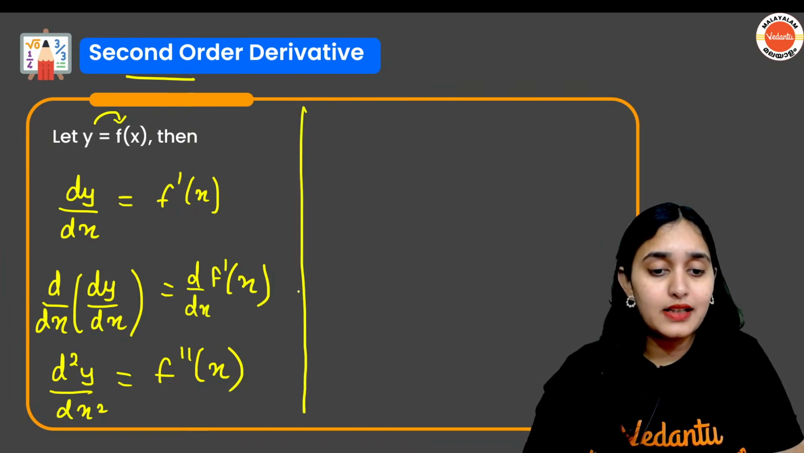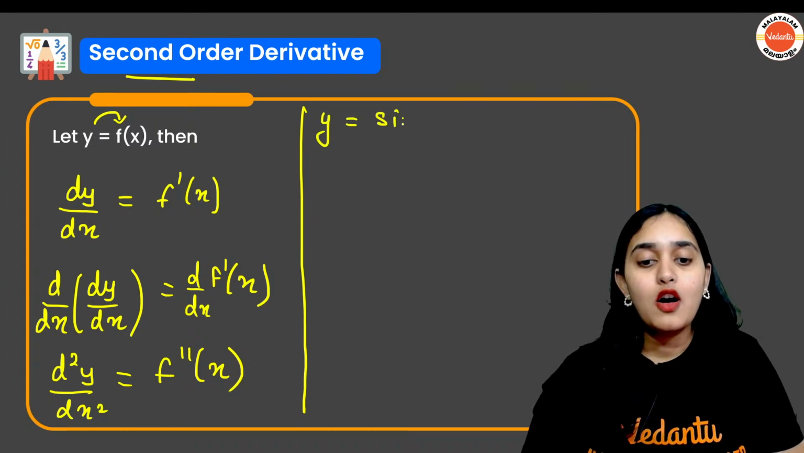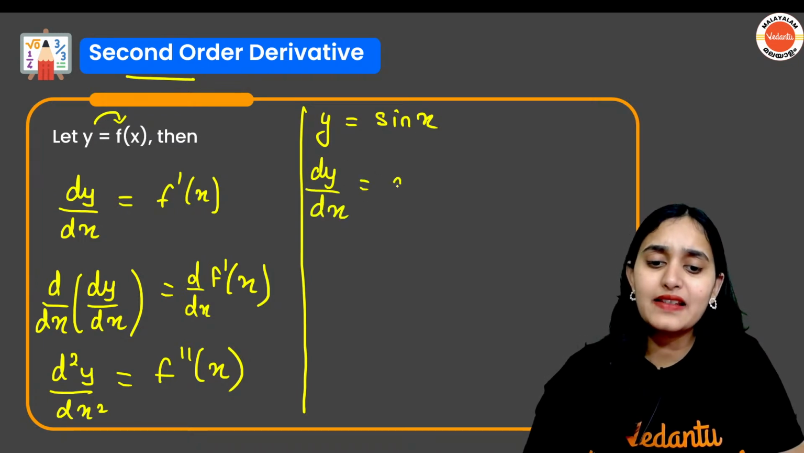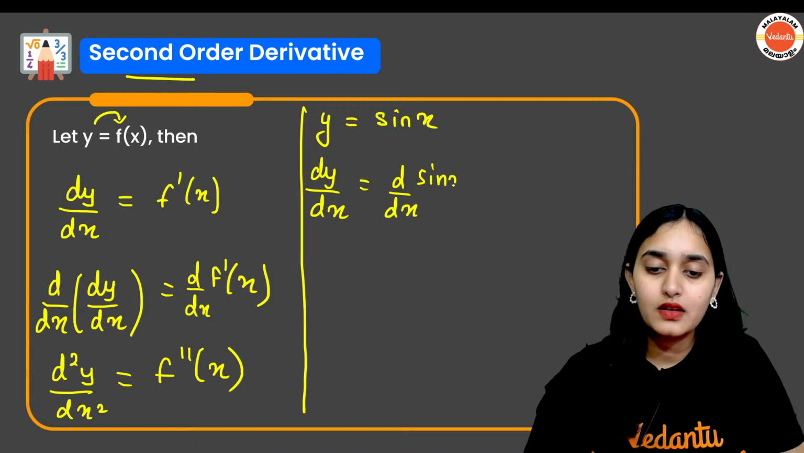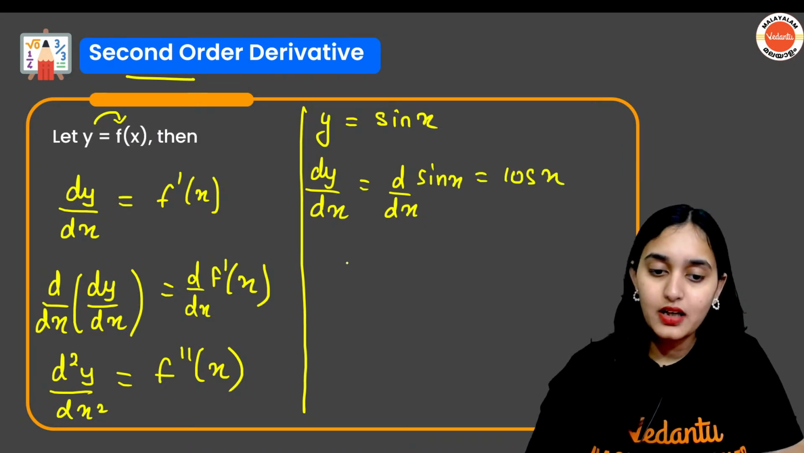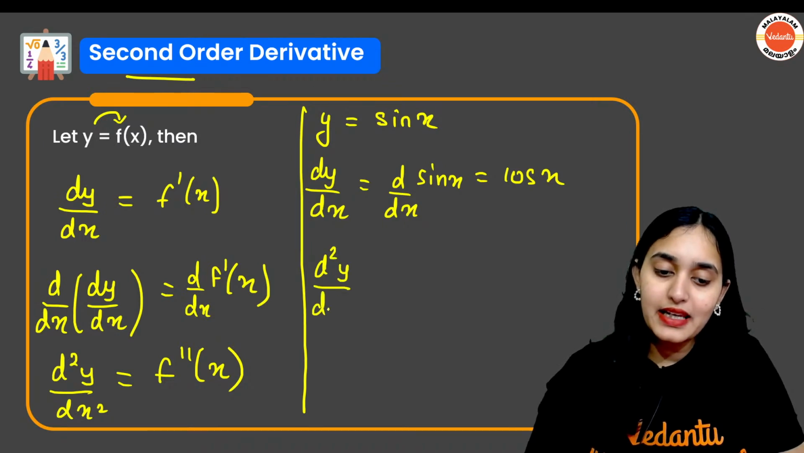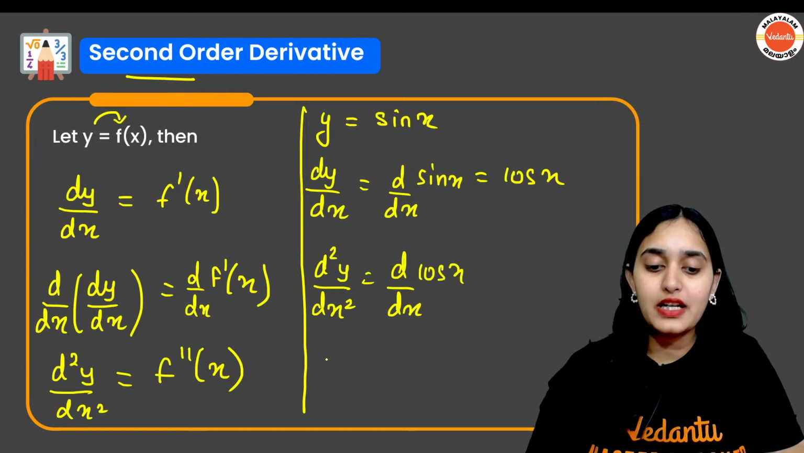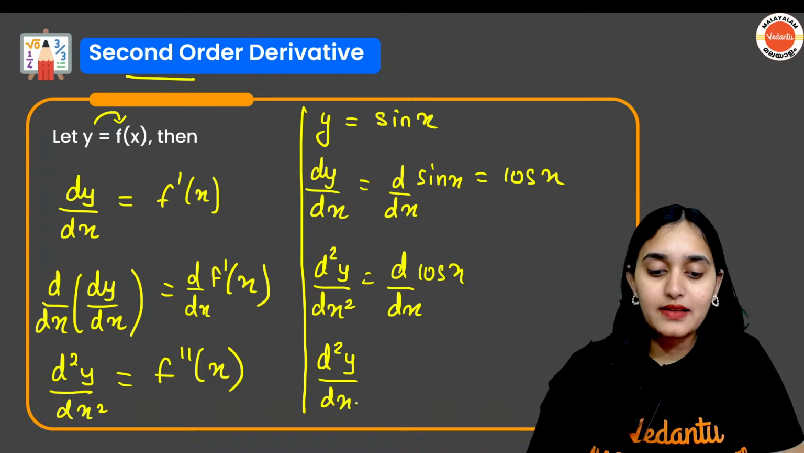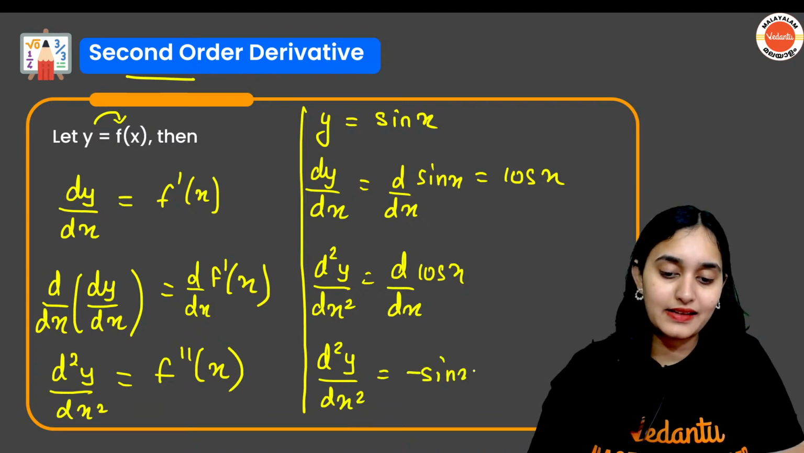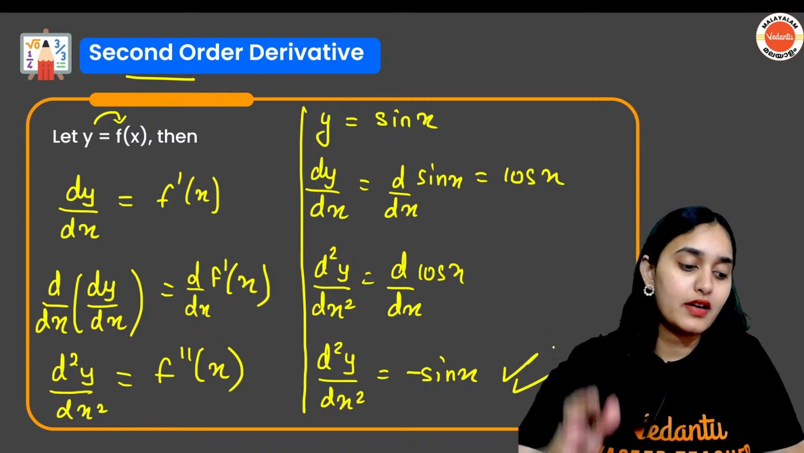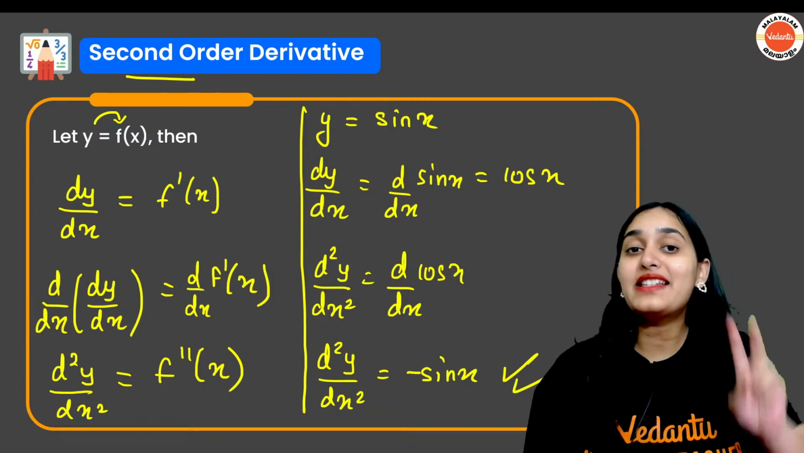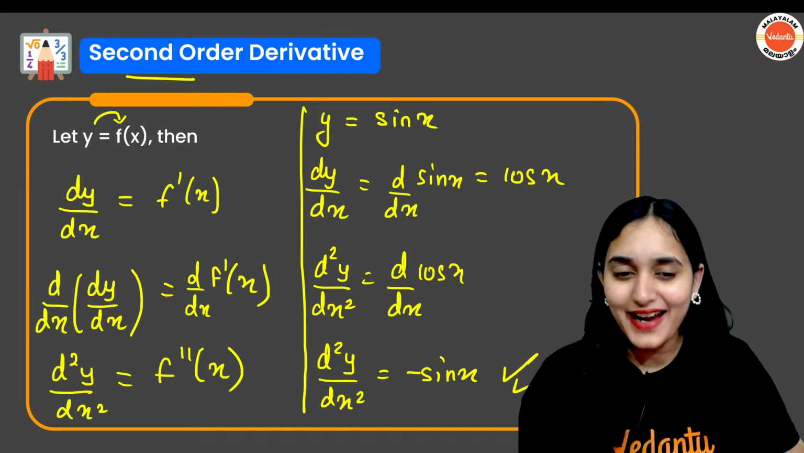For example, suppose y is sin x. So dy by dx is the differentiation of sin x, which is cos x, right? d square y by dx square will be the differentiation of cos x. Again you differentiate it, so d square y by dx square will be minus sin x. So like this we get the second order derivative. Very good, Samuel. Absolutely right. Understood what is second order derivative? How we find it? So easy, right?